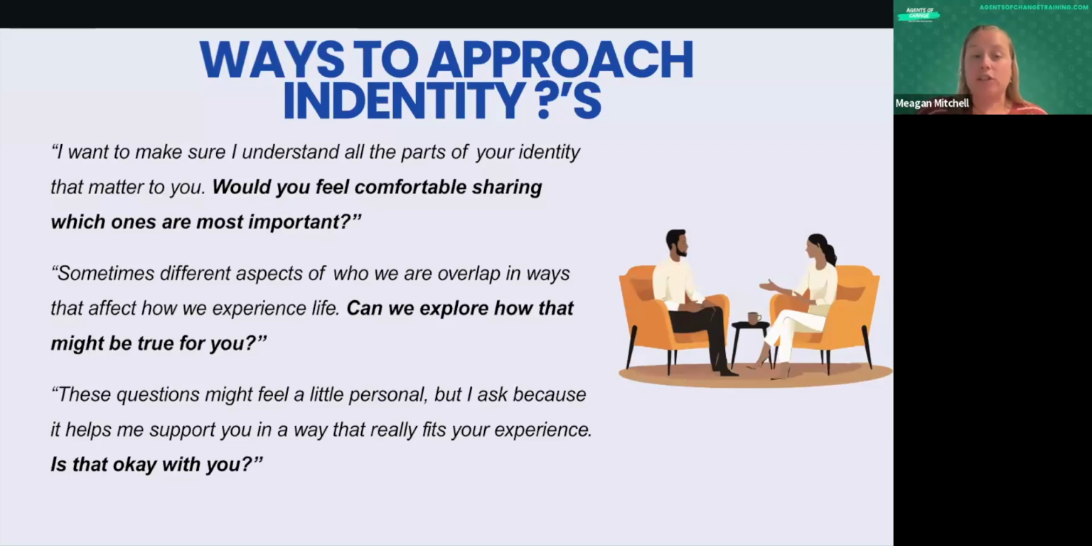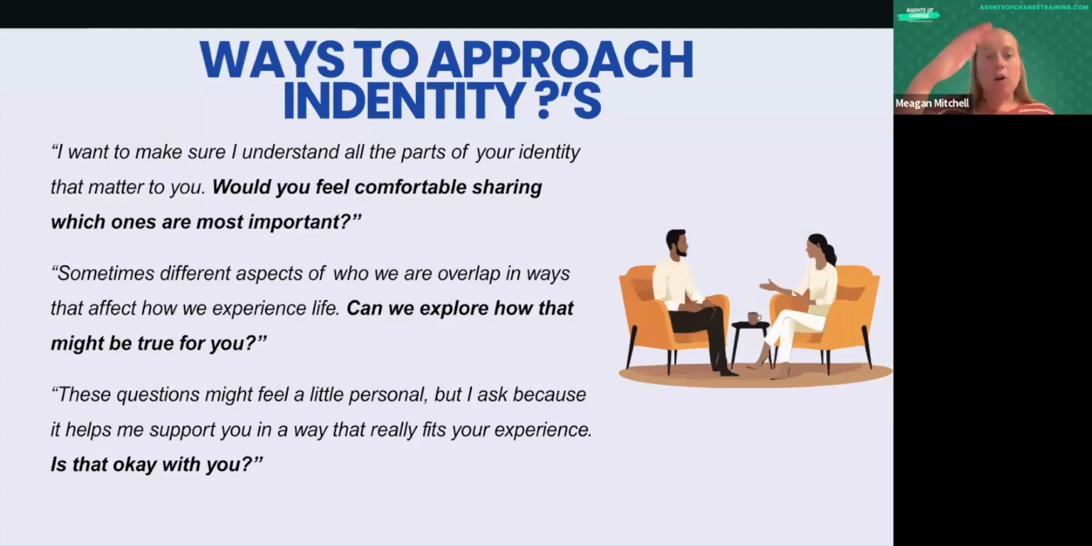The third one, these questions might feel a little personal, but I ask because it helps me support you in a way that fits your experience. Is that okay with you? I like this third one because it's saying, I'm not trying to be intrusive just to be intrusive. It's because I want to support you in getting consent. Is that okay with you? Notice here the wording is really mindful and safe, and it opens the door if they should want to go there. Does that make sense?